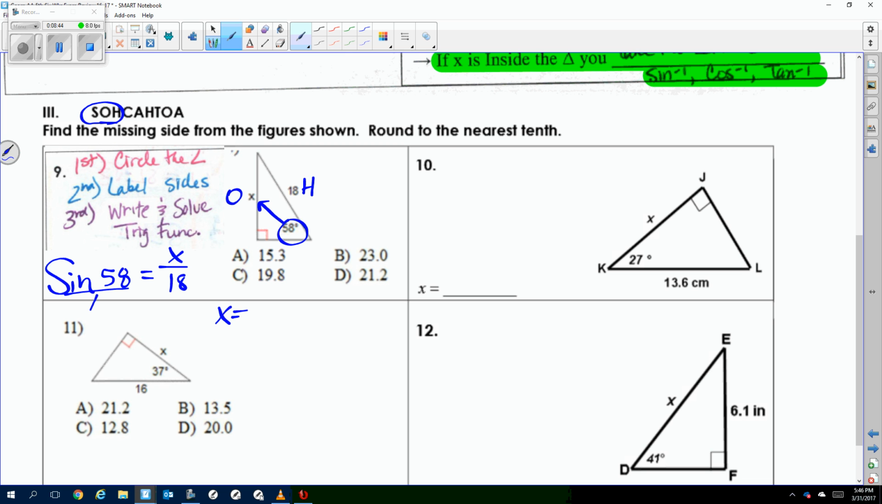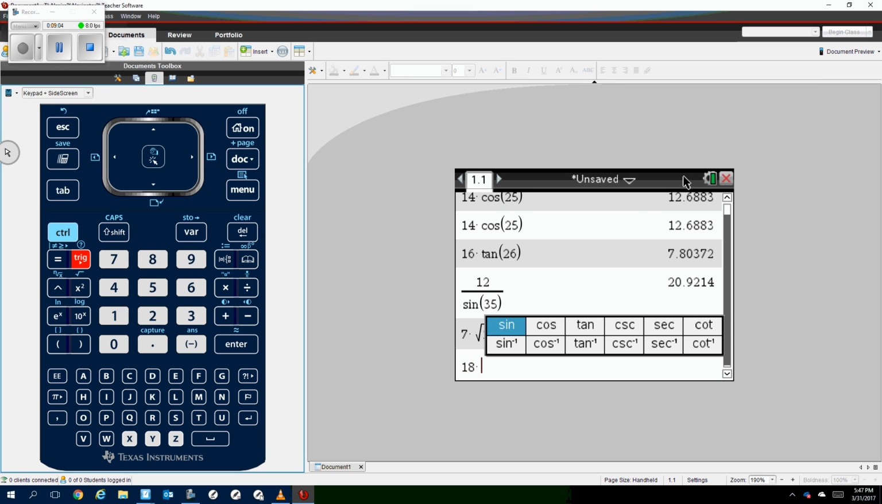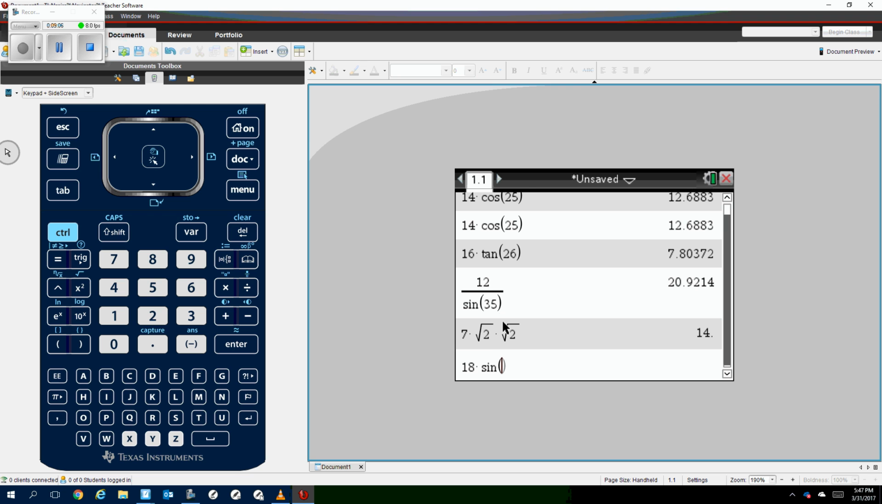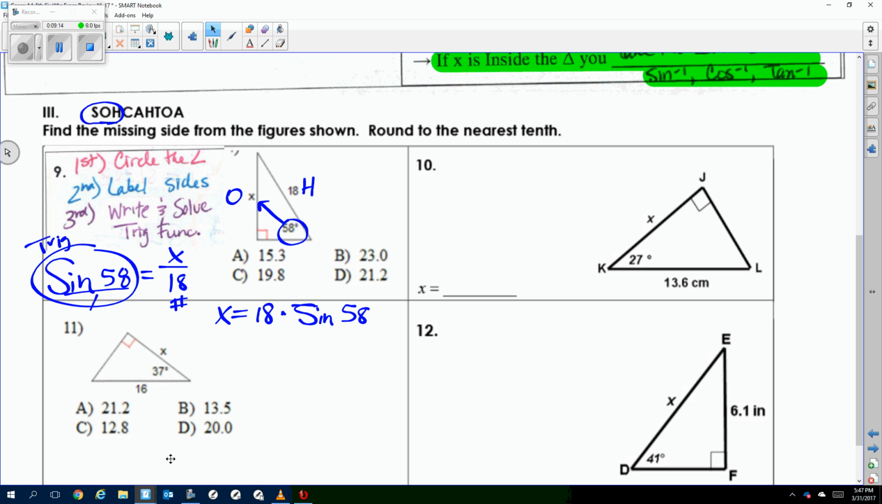So X equals, and when we multiply, we always do the number first. The number is the 18. This is what we call the trig function. So we say 18 times the sine of 58. And so we can type that into our calculator. 18 times, hit trig, which is right next to the 7. Hit that sine, hit that 58, hit enter, and we round to the nearest tenth. So that ends up becoming 15.3, which is our A. Okay, our answer is A.